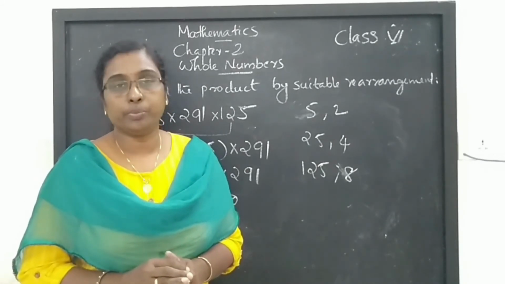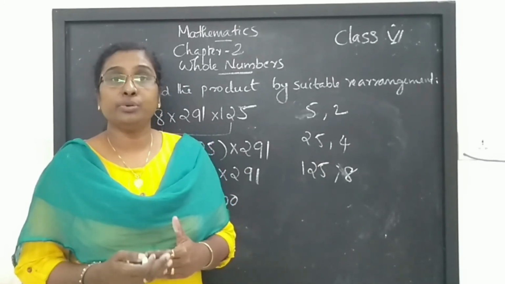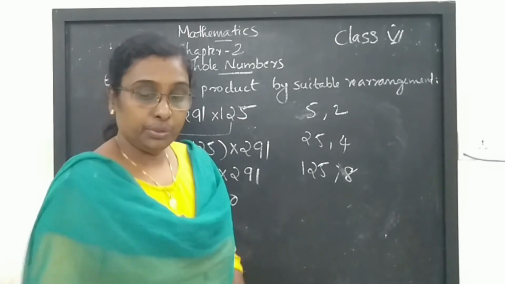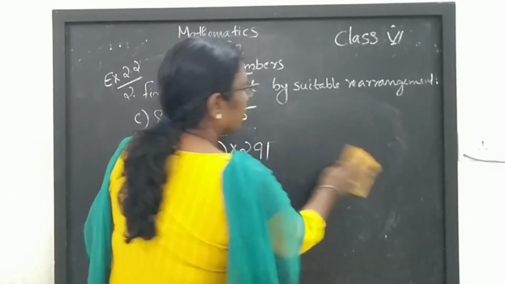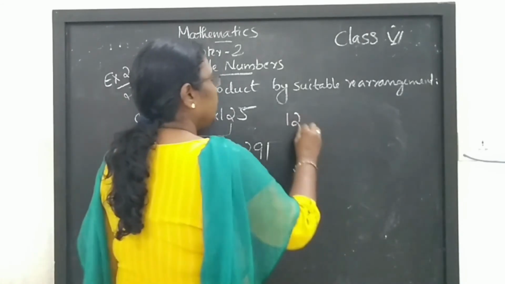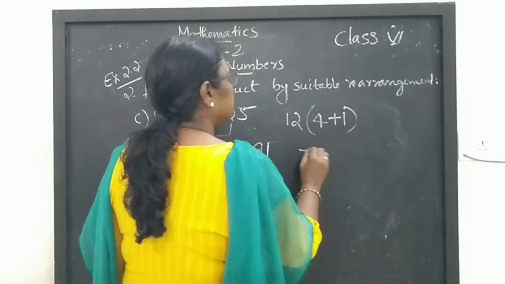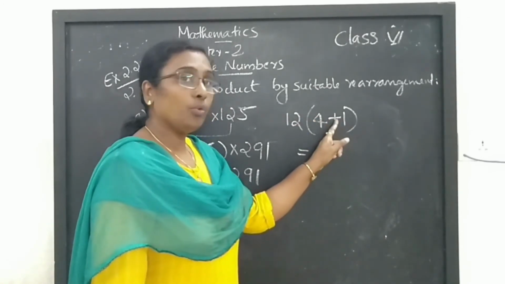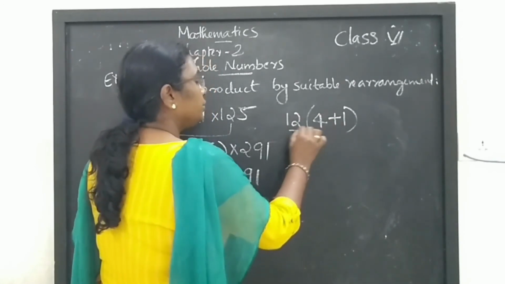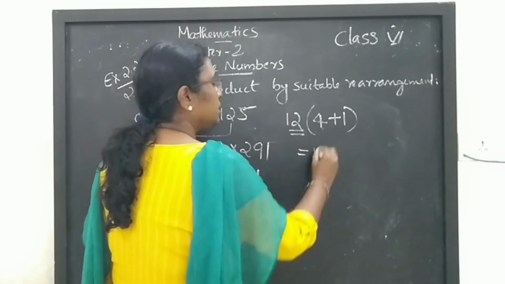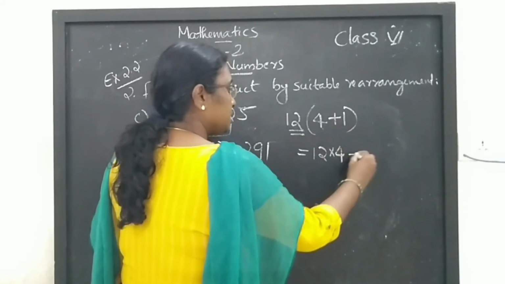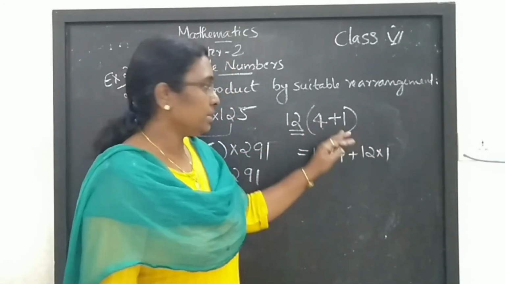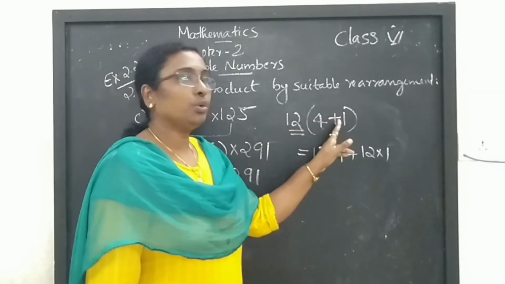Then distributive property. We can distribute the multiplication over addition and subtraction. You know distributive property? If 12 into 4 plus 1. This is distributive property. According to distributive property, we can distribute multiplication over addition. That is, we multiply 12 into 4 as well as 1. That is 12 into 4 plus 12 into 1. This is distributive property. Similarly, we can distribute multiplication over subtraction also.